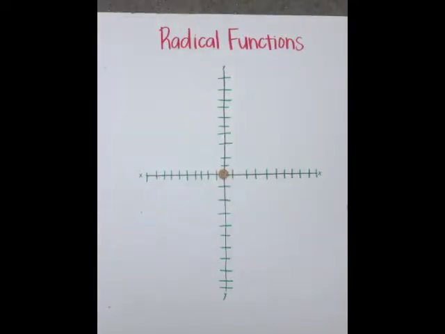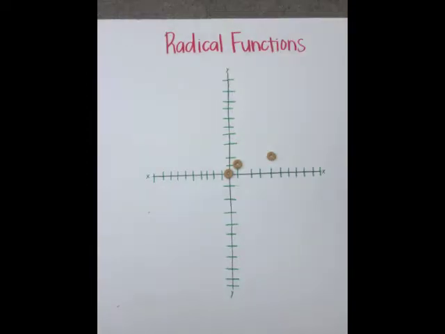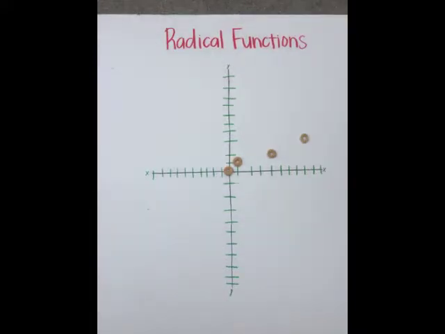Some of the key characteristics of this function are: the domain is [0, positive infinity), the range is [0, positive infinity), and the end behavior is as x approaches infinity, f of x approaches infinity, and as x approaches 0, f of x approaches 0. This function does not have any asymptotes, and the x and y intercepts are both (0, 0).